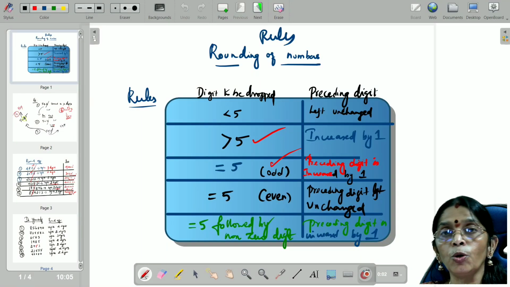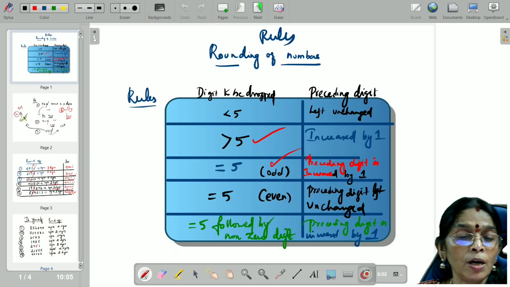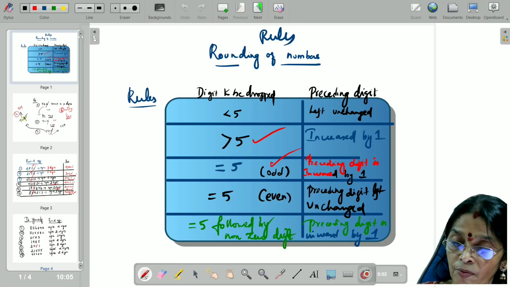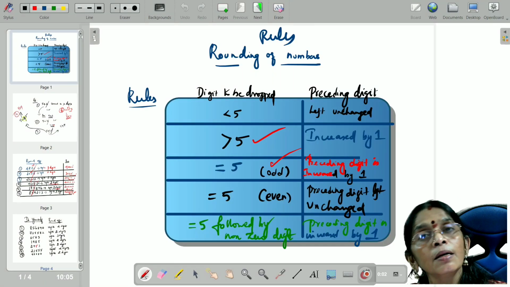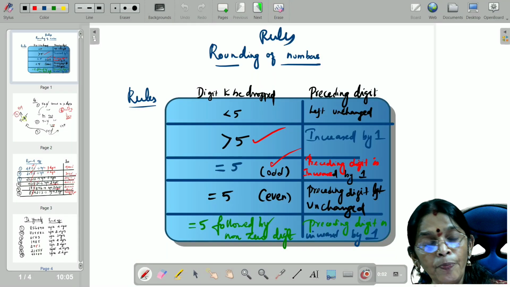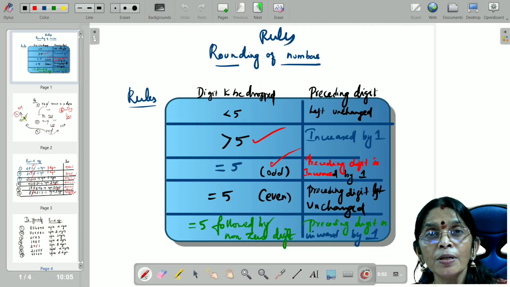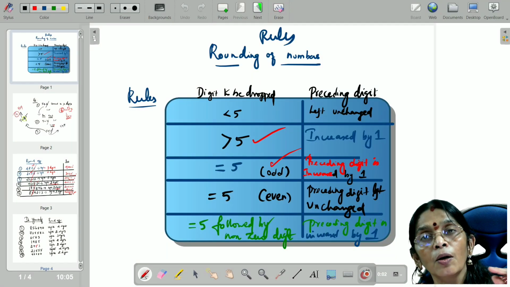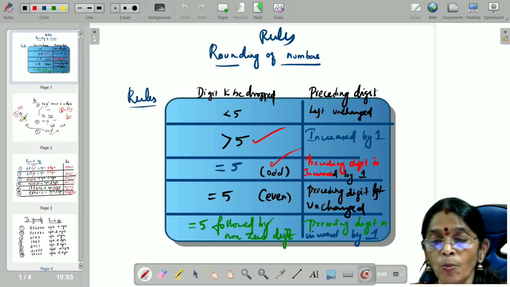Next, we will go to the dimensional formulas. Okay? We will go to the dimensional formulas next. Thank you, children, for this concept. Again, we will meet with a new concept, that is dimensional formulas.